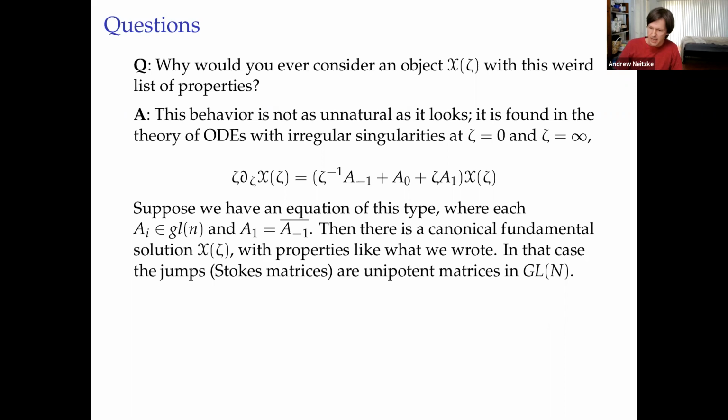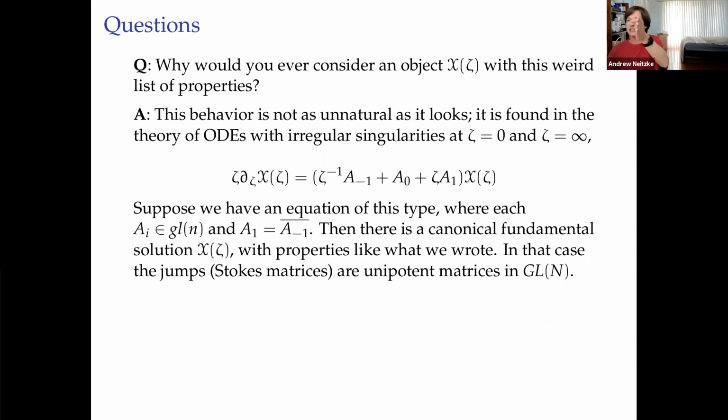And suppose that it has some reality property where A1 is the conjugate of A minus 1. I guess A naught should be regular. So then you can ask, what's the behavior? How should I think about the solutions of that equation? And it turns out that there's a kind of canonical way of describing the solutions. There's a way of constructing a canonical fundamental solution which has properties very similar to what we wrote for this x of zeta.